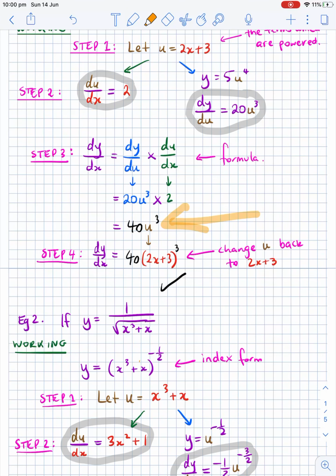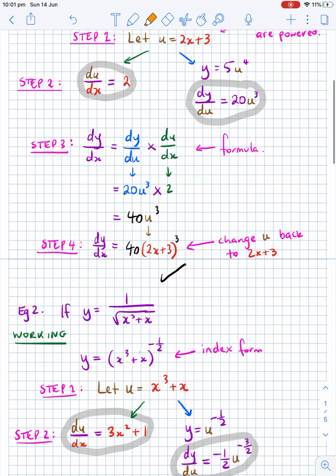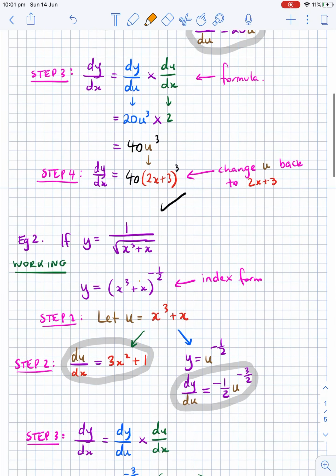Now, we don't want to leave our final answer with u's. We want to change our u back to what it was equal to. So u was equal to 2x plus 3. So that u is literally going to change to that, and there is our final answer.